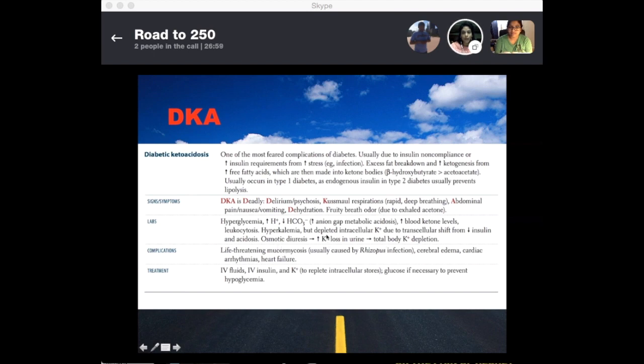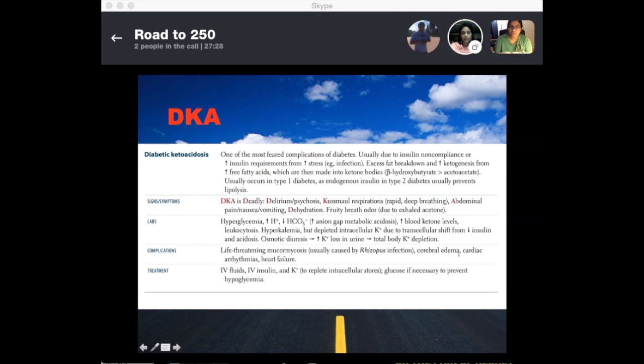Right. So increased potassium loss in urine, so total body potassium is depleted. Complications are what we talked about already: life-threatening mucormycosis, usually caused by Rhizopus infection. Mucor likes the DKA environment, which is why patients are more susceptible there.